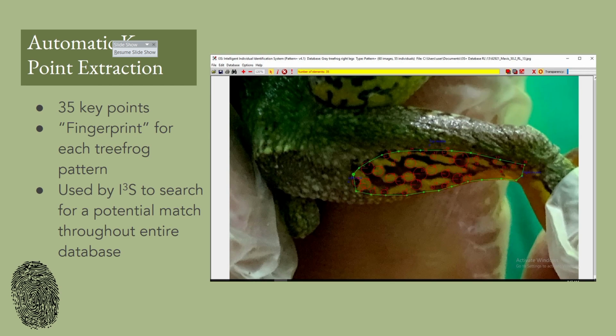So then once we finish annotating, I3S is automatically going to put in 35 key points on each pattern, and this is going to act as a fingerprint for each tree frog. And then I3S is going to be able to use this fingerprint and compare it to all the other fingerprints within the database and see if there's a match.